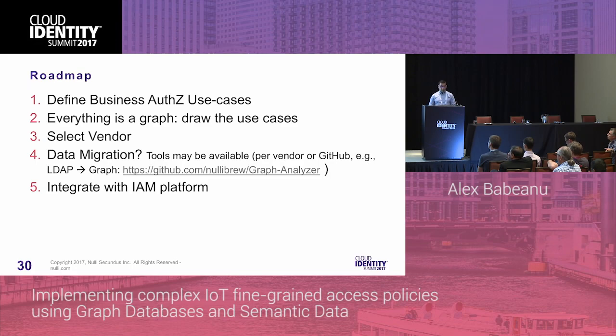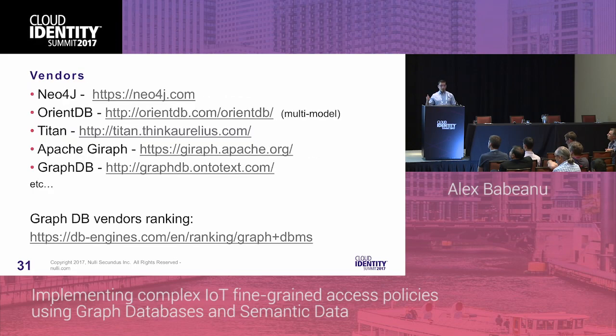Some vendors, we are partners with Neo Technologies, so we use Neo4j, but it's probably one of the more popular ones. Here are some others: OrientDB, Titan, Apache Giraph, GraphDB. There's also a linked page here for a ranking of all these graph database engines, if you want to have a look at it and select which one is more suited for you.